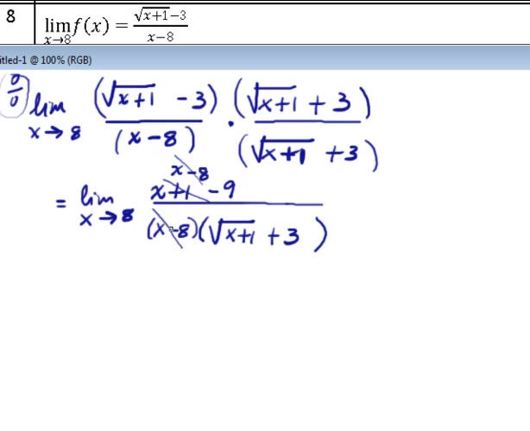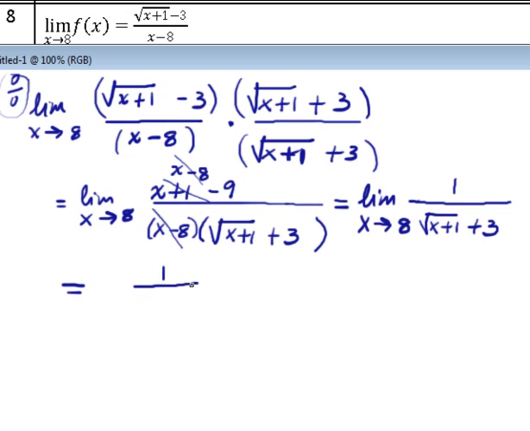We can reduce this expression. Remember, we can do that when taking a limit: we can reduce and then take the limit. So that's what we did here, we reduced first and then take the limit. Now the reduced expression is 1 over the square root of x plus 1, plus 3. Now if we substitute in 8, we no longer get 0 in the numerator or denominator. So now we can go ahead and take the limit and substitute in 8. That's equal to 1 over the square root of 9 plus 3, and the square root of 9 is equal to 3. So that's 1 over 6. The limit is 1 over 6.